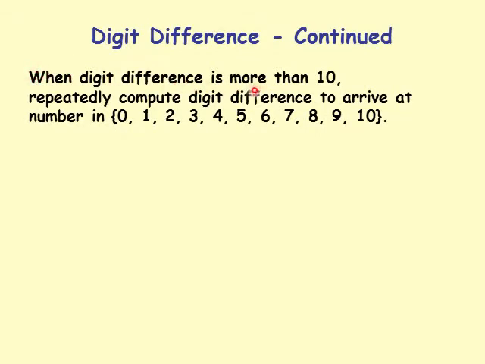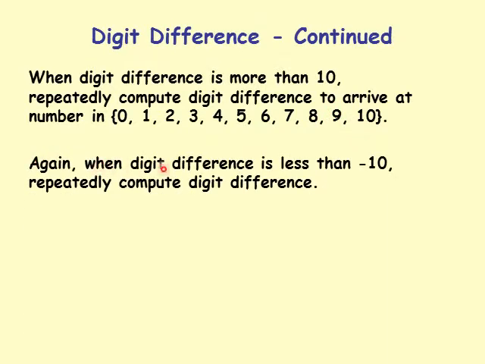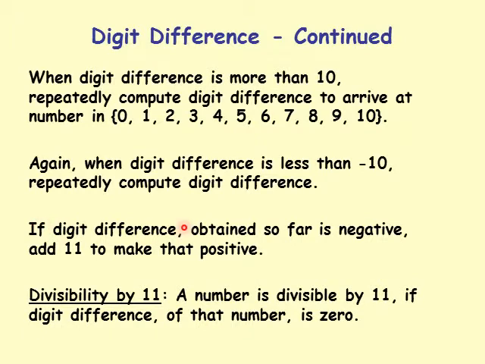When a digit difference is more than 10, we repeatedly compute the digit difference to arrive at a number in 0, 1, 2, 3, 4, 5, 6, 7, 8, 9, and 10. Again, when the digit difference is less than minus 10, repeatedly compute the digit difference again. And if the digit difference obtained so far is negative, add 11 to make it positive. Then it will be in the range 0 through 10.